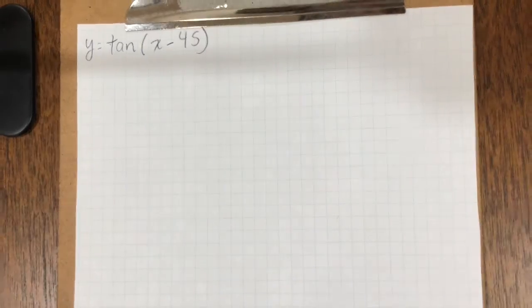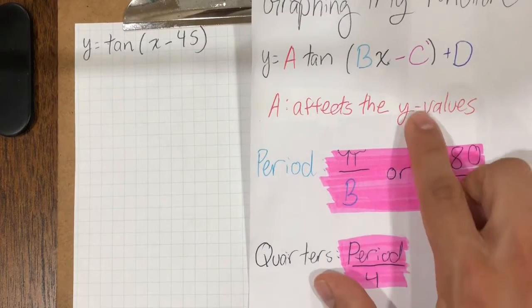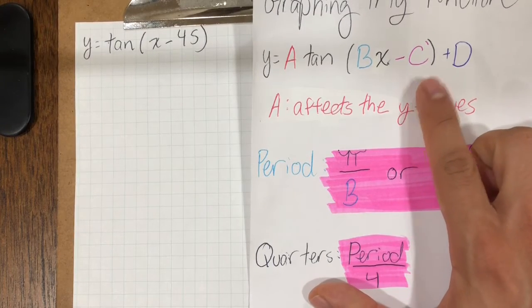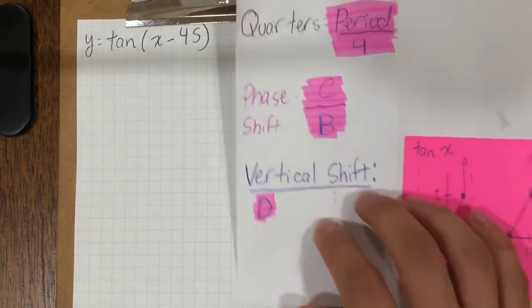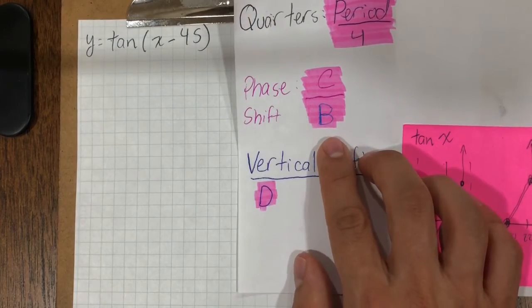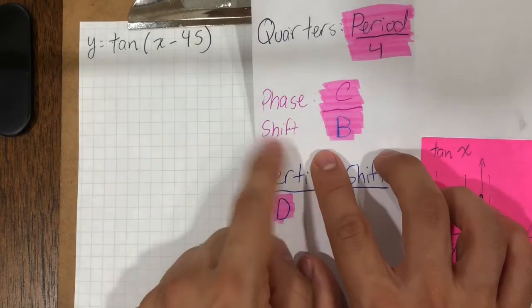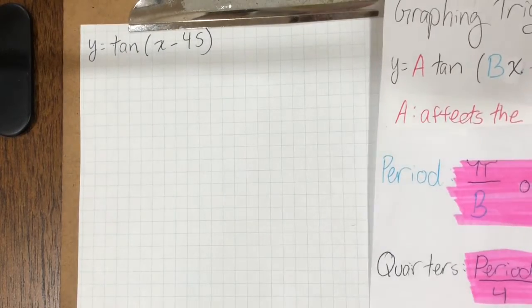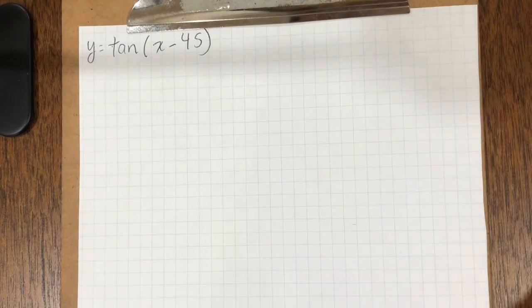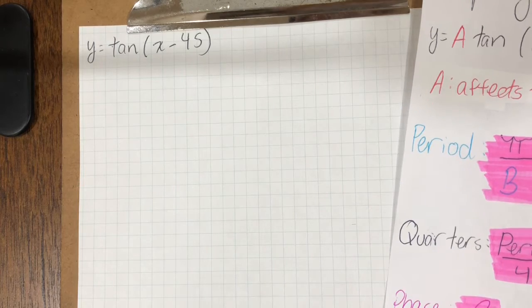Now, if we look at what kind of transformation that 45 represents, we see that 45 is in the same spot as C, and C is associated with the phase shift, meaning the horizontal shift. So that means the 45 is related to the phase shift. But before I figure out the phase shift, let's figure out the period of the graph and the quarters. So I'm going to figure out the period.